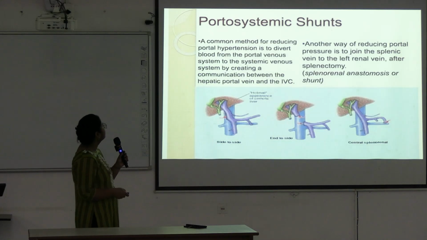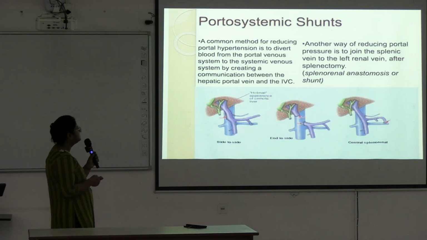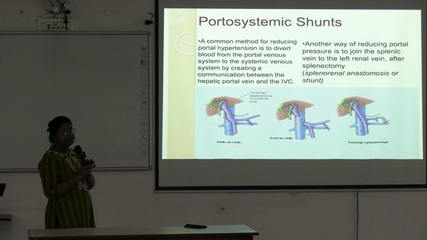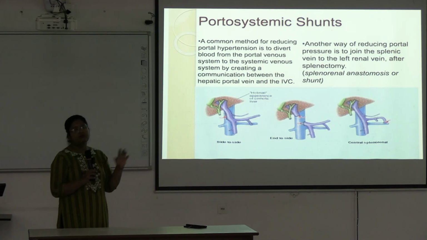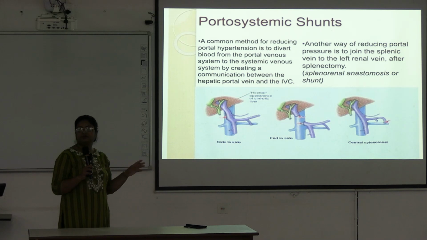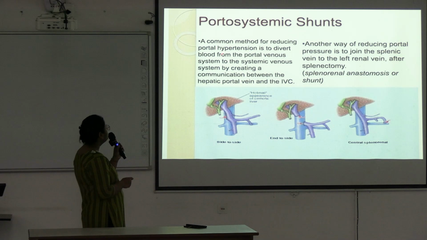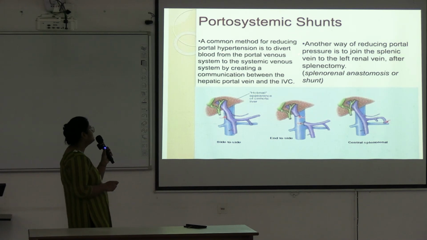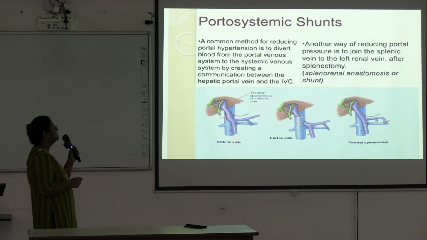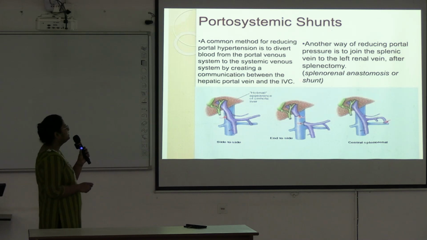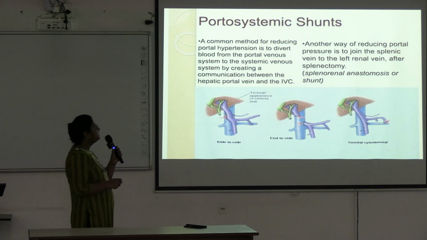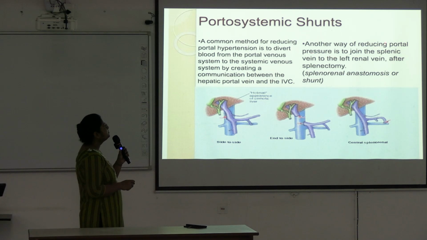Next is portosystemic shunts. These are mainly done in case of heavy bleeding, or when other treatments are not possible. A common method for reducing portal hypertension is to divert the blood from the portal venous system to the systemic venous system by creating a communication between the hepatic portal vein and the inferior vena cava. Another way of reducing portal pressure is to join the splenic vein to the left renal vein.